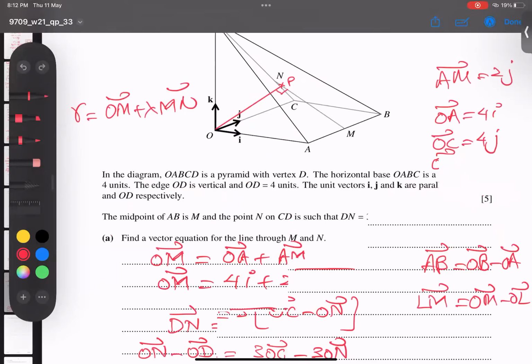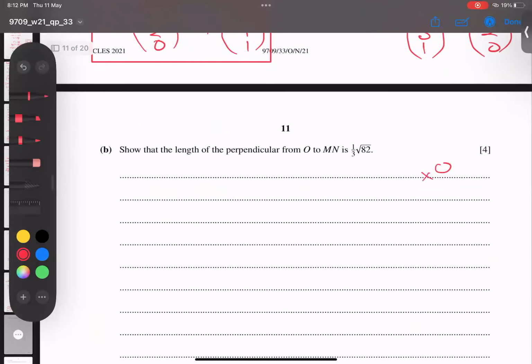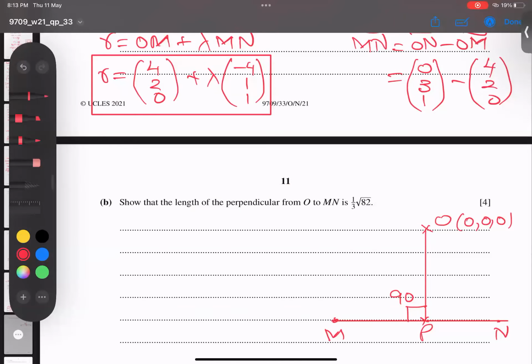So let's try to make a diagram. This stands for P for perpendicular and making 90 degrees. O is 0, 0, 0. The equation of MN, we have it. We look at here, I convert it to standard form. Standard form is very important to convert, otherwise we can't find it. How to find the standard form of a line?